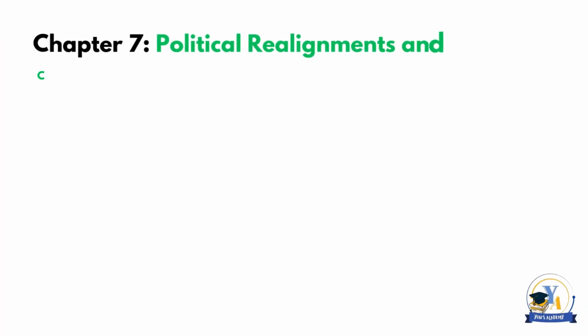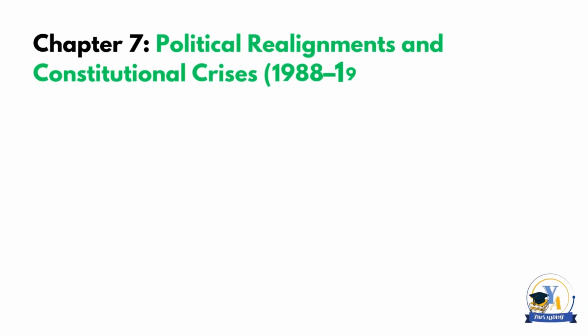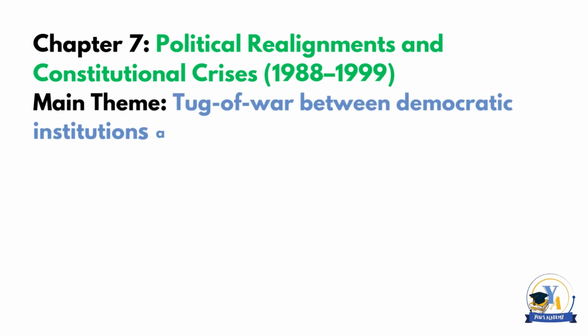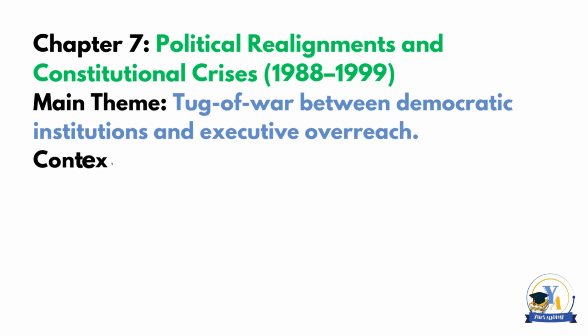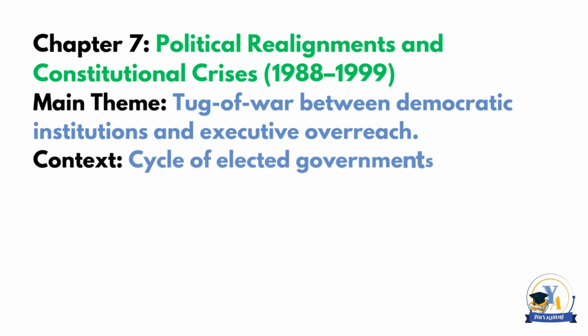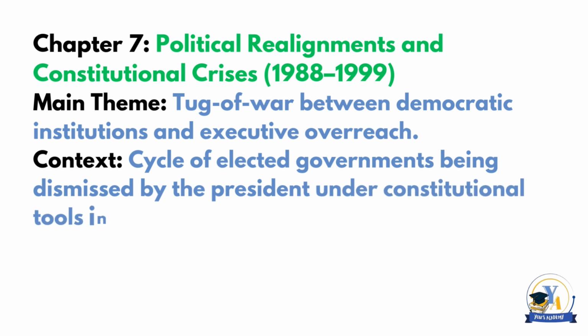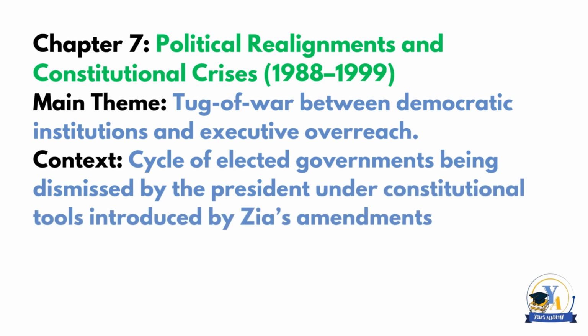Chapter 7: Political Realignments and Constitutional Crises, 1988 to 1999. Main theme: tug-of-war between democratic institutions and executive overreach. Context: cycle of elected governments being dismissed by the president under constitutional tools introduced by Zia's amendments.